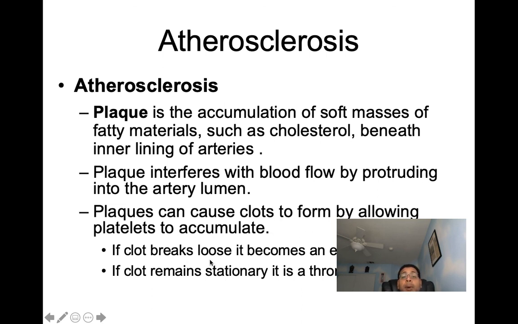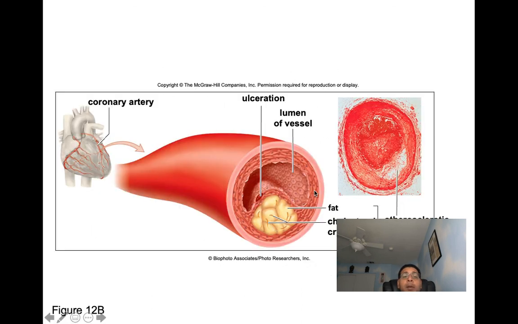Now, if a clot breaks loose, then it becomes known as an embolus. If the clot remains stationary, then it's called a thrombus. So here let's check out some atherosclerotic plaque. Here we can appreciate the cholesterol crystals that make up the atherosclerotic plaque. And you can see how the plaque protrudes into the lumen, and that's going to interfere with blood flow. Now, if that happens in a vessel that's small like the coronary vessels, this can be detrimental to the patient.